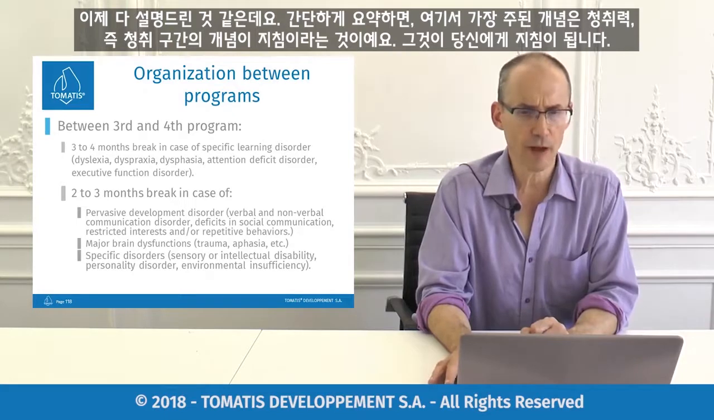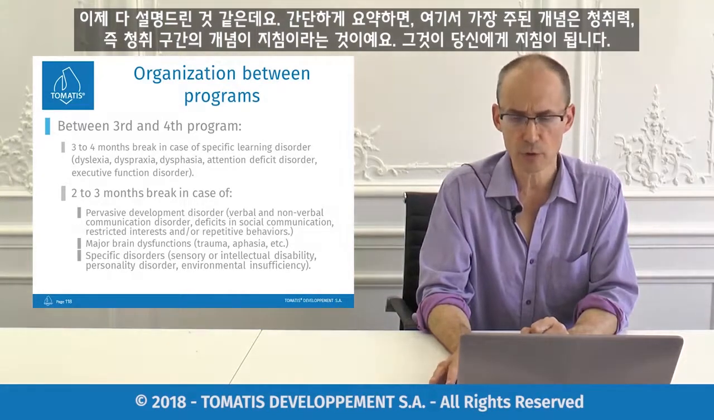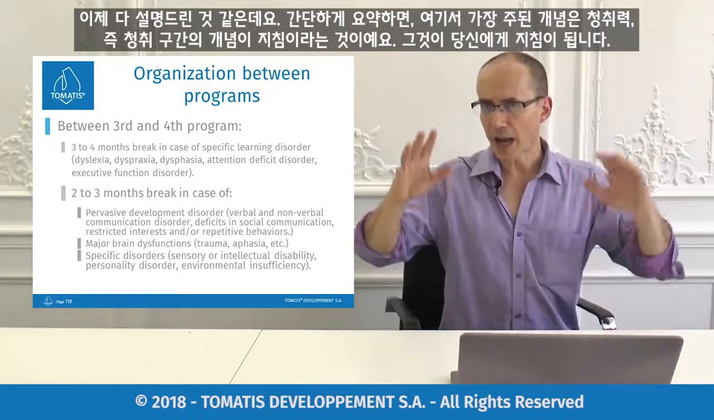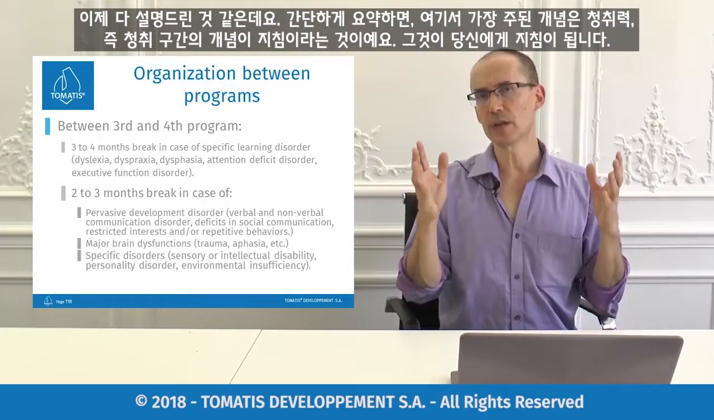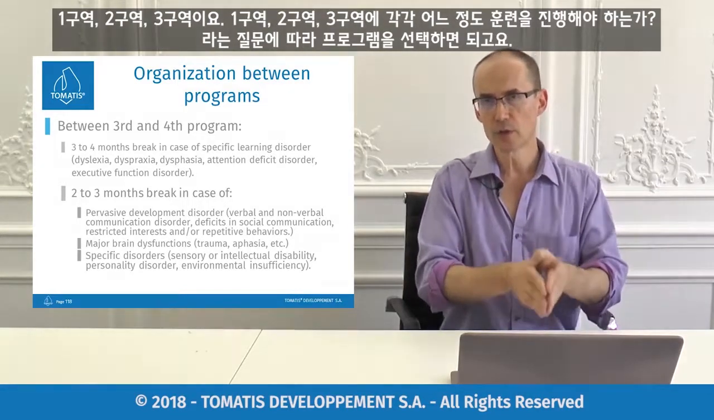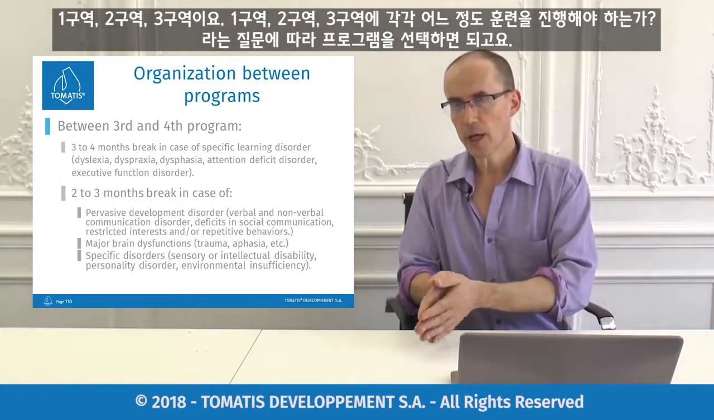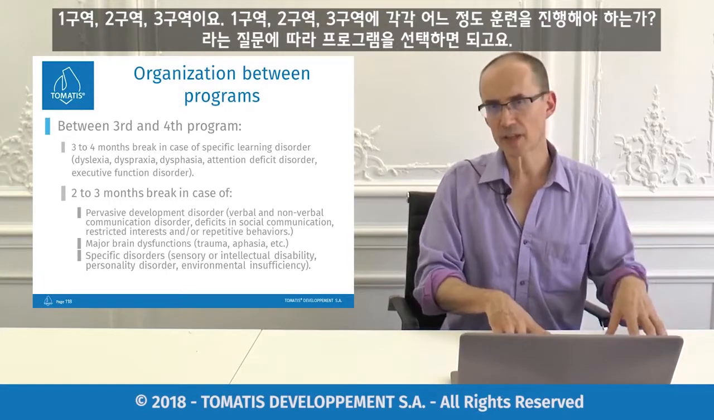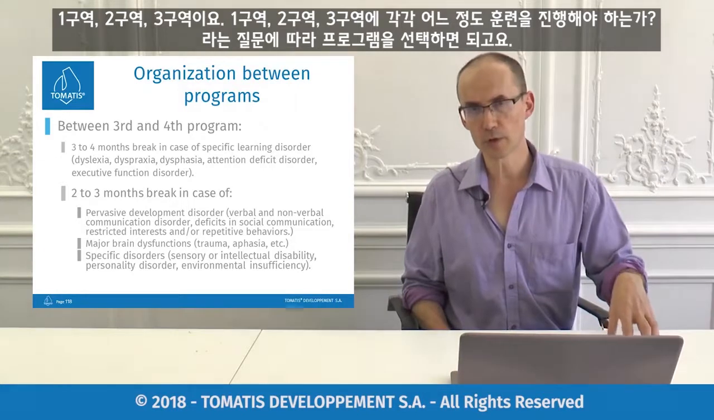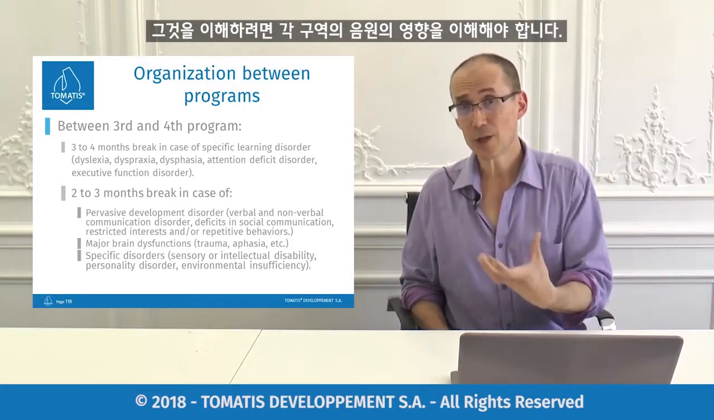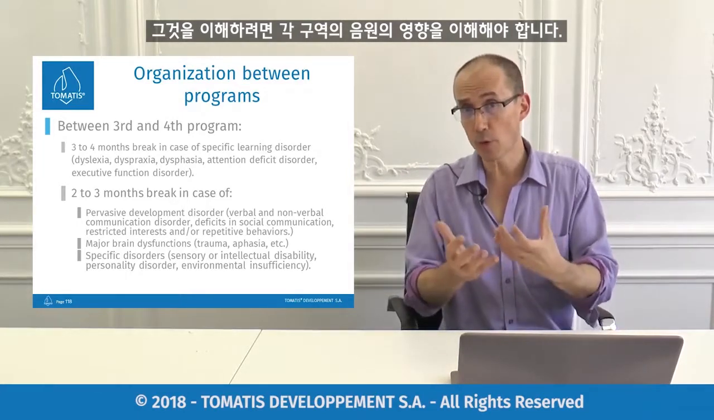Well, I think it's all for that. Okay, so if I just give you a short recap, the main idea is that the guideline now is the notion of listening, zones of listening. It's your guideline, zone 1, zone 2, zone 3. You're going to pick up a program according to your question. To what extent do I want to work on zone 1, zone 2, zone 3? But to understand that, you have to understand the impact of the recordings on each zone.